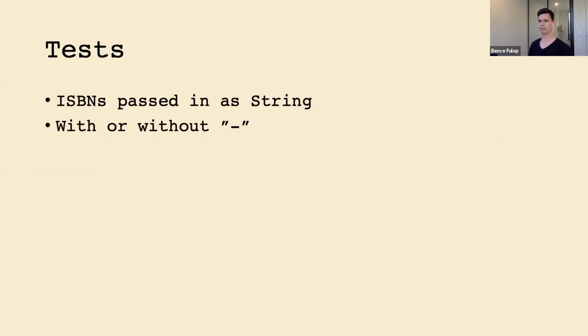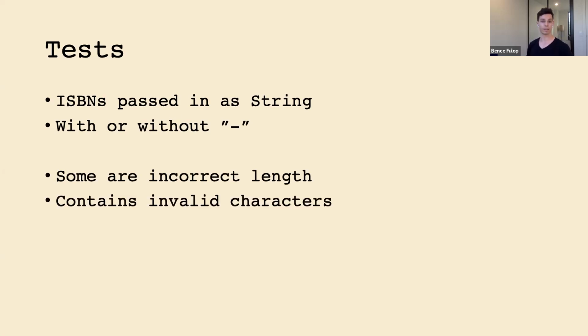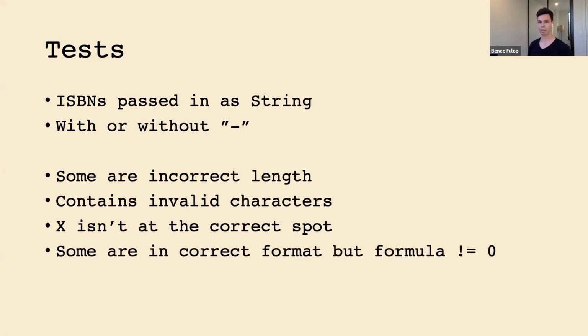In terms of tests, we had a lot of tests for this exercise. I think we had like 17 altogether. All of the test cases were passing in the ISBN as a string, and they can be with or without the hyphen. Some of the test cases were checking if we can handle incorrect length. So some of the strings were too long or too short. Sometimes they contained invalid characters. And in few cases, the X wasn't at the correct spot. And the last part of the test cases were issues when the format was absolutely fine, but the ISBN formula didn't return 0.